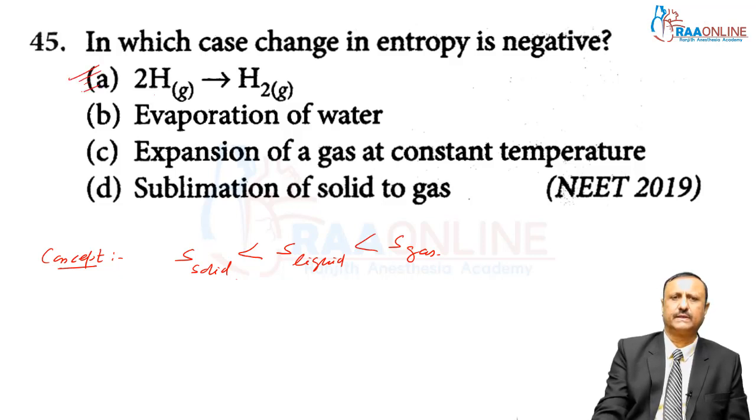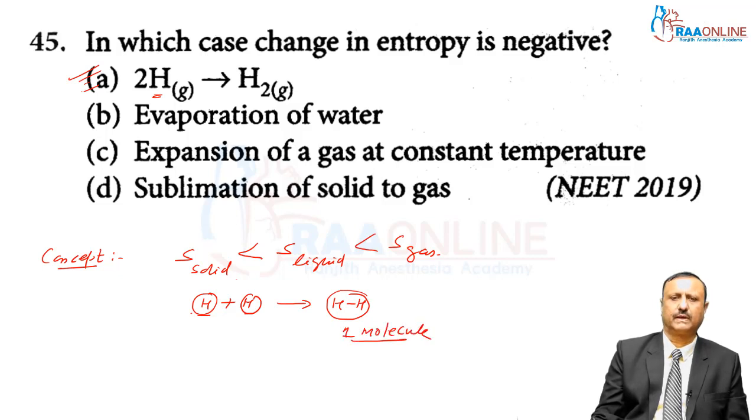Why? Here these are atoms, twice H and H, both are different atoms, so entropy is more. When both form a molecule, you get one molecule. So, here two atoms and here one molecule. So, my dear students, entropy decreases, entropy is negative.